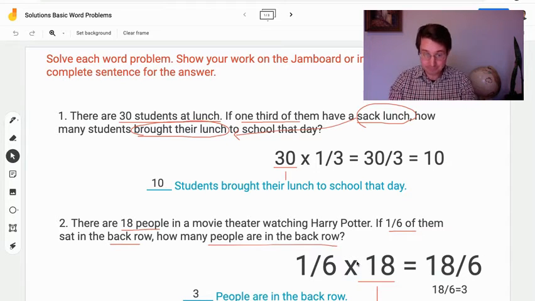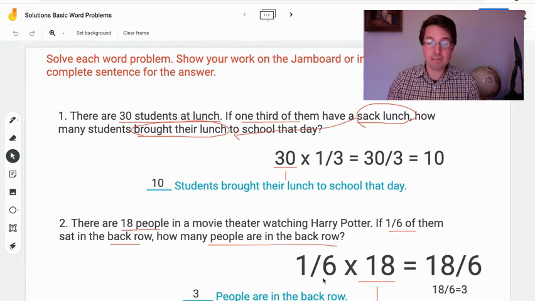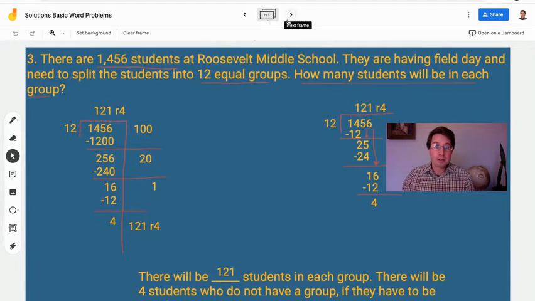It's always the same. Now, when you're multiplying fractions, you can add over 1, or you can just think of it as 18 divided by 6, right? So 1 times 18 is 18, 6 times 1 is 6, 18 divided by 6 is 3. There are 3 people in the back row. Don't forget your full answer sentence. Don't forget to underline the important parts. So I showed you 2 different ways to do this one.